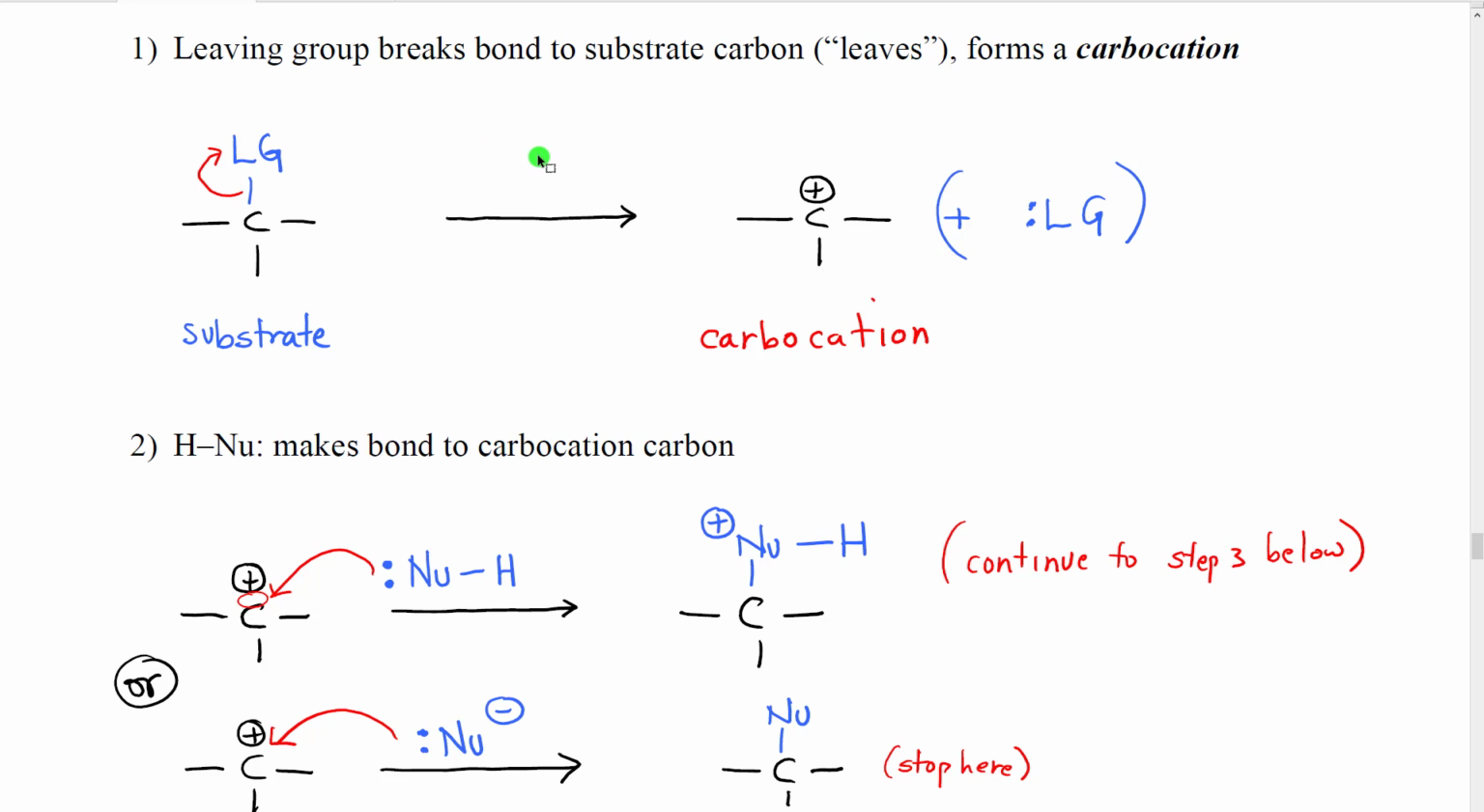In the first step of the SN1 mechanism, the leaving group breaks its bond to the substrate carbon. This leaves that carbon with only 3 bonds and a positive formal charge. We'd call this type of species a carbocation, cation being the term for a positively charged ion. Of course, we would also have a leaving group byproduct that, again, normally we just ignore.